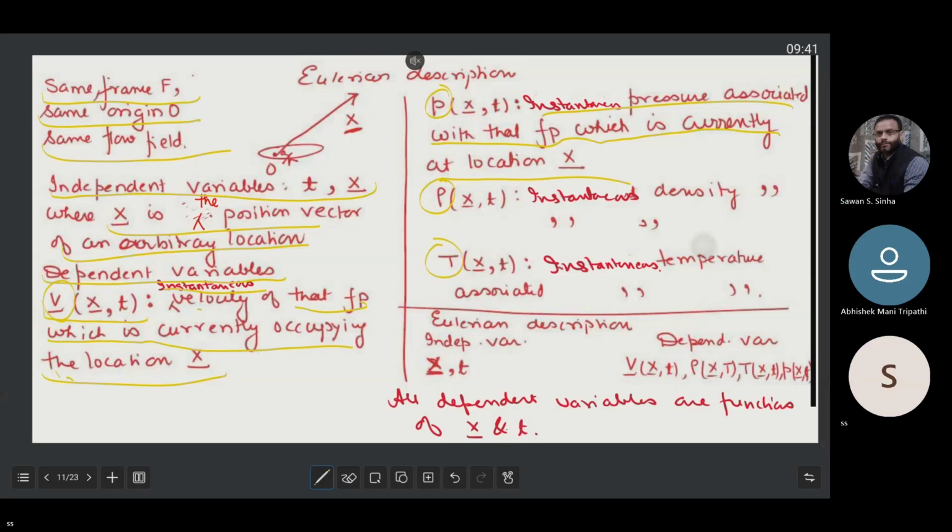Fine. This is the summary. The description will become Eulerian the moment you choose x and t as the independent variables, and the dependent variables will be v, rho, T and P.